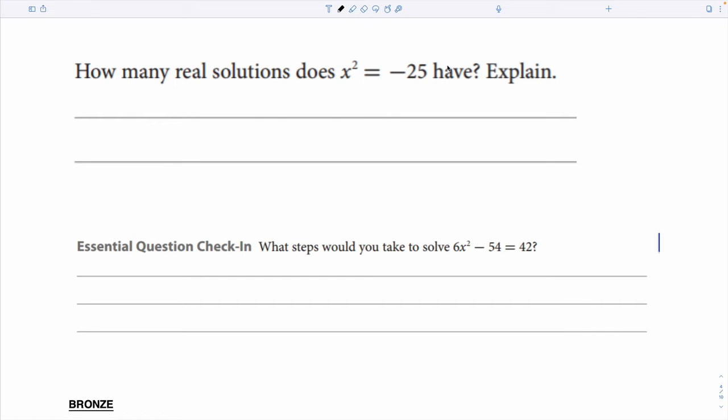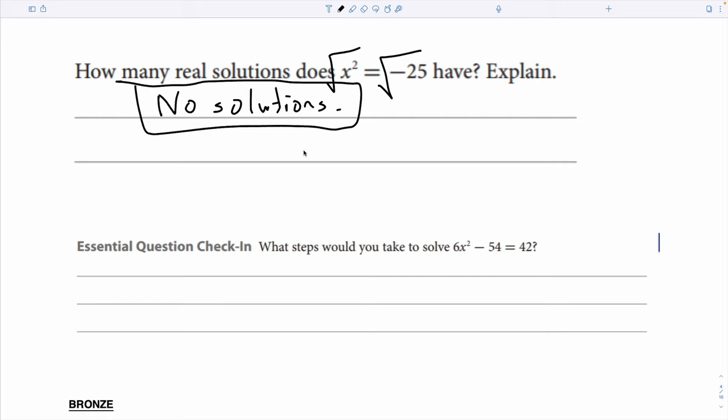X squared equals negative 25 has how many real solutions? We did this briefly as we looked at the homework. Can I take the square root of that? No, because there's a negative. How many solutions does this one have? Tanner? No solutions or 0. You cannot take the square root of a negative number. The moment that happens in a problem, stop and put no solution.